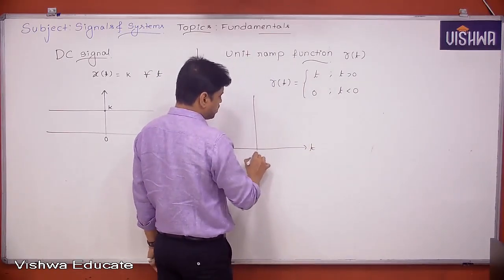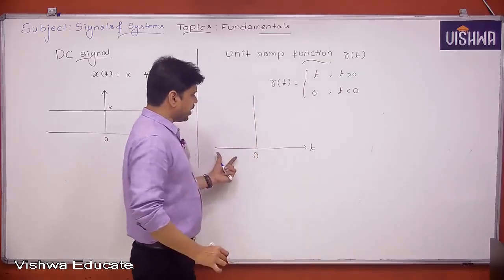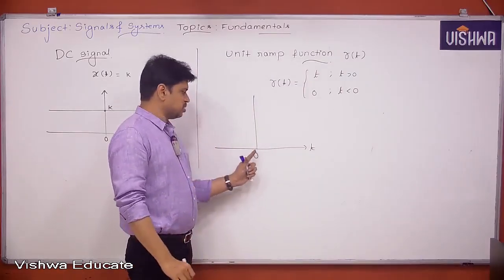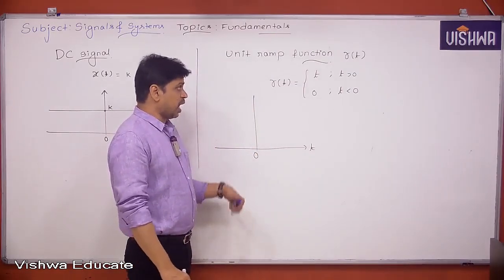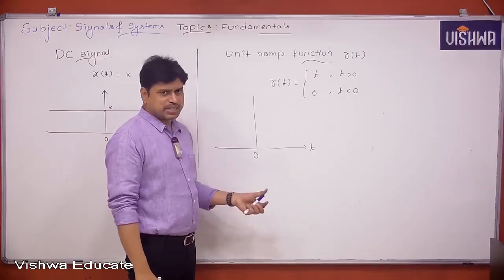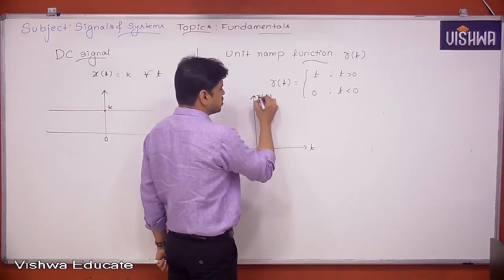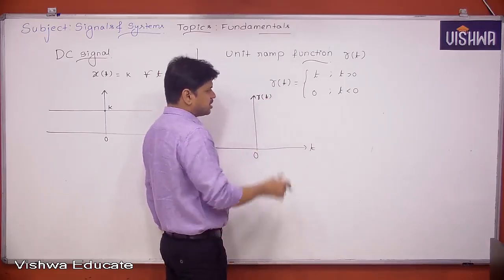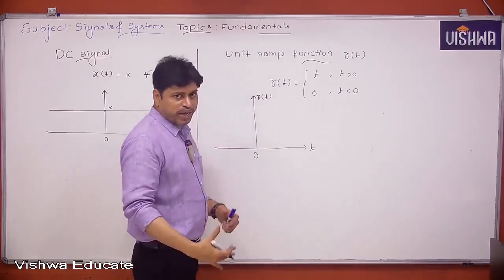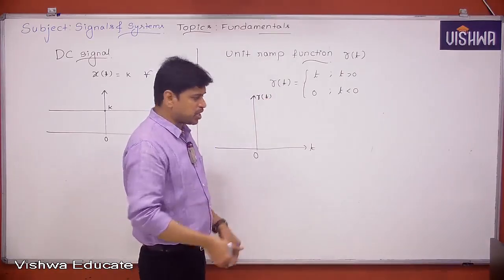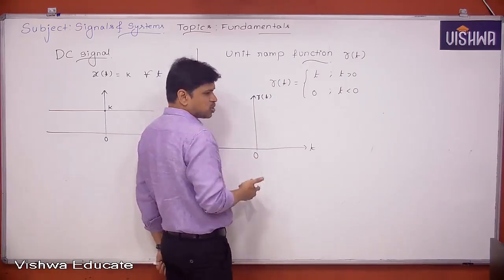How does it look? Up to 0 its value is 0. That's what the meaning is. After 0 its value is t. It is something like this. r of t is on the y-axis and t is on the x-axis. That is y equal to x, which means it is a straight line passing through the origin, but only for positive values of time.